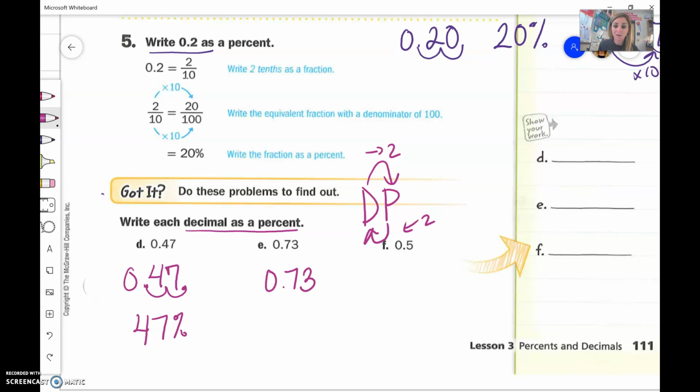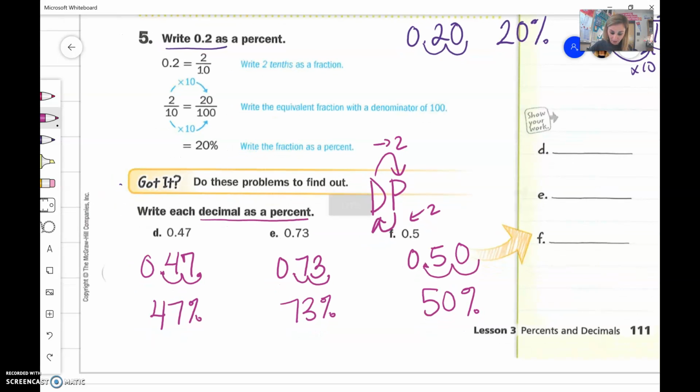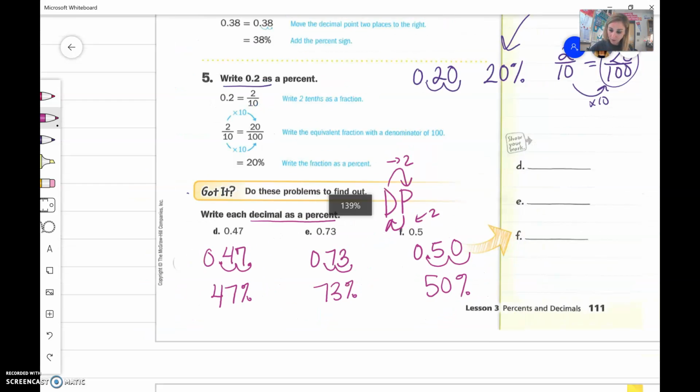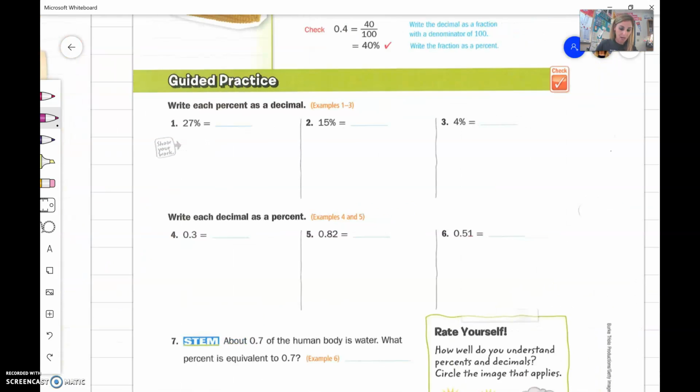The next one, 0.73, so 0 and 73 hundredths. When I look at that, I'm going to move it over 2 places, 1, 2. I get 73%. All right, 0 and 5 tenths. I move it 2 places to the right because I'm going from a decimal to a percent. 1, 2, annex a 0, 50, slap that percent sign on. Okay, all right, let's take a look at these practice problems on the next page.